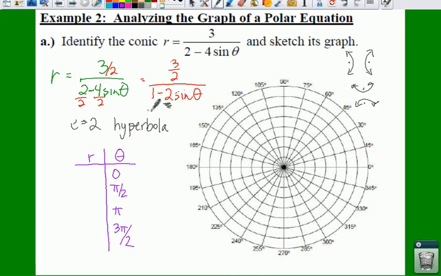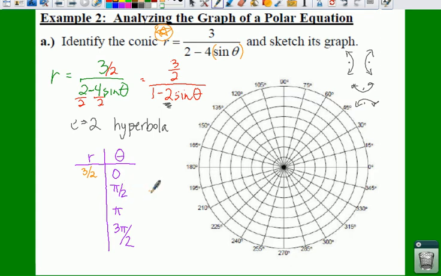If we plug a 0 in for theta, it doesn't matter if you use the original equation or this one. I like using the original one because you don't have fractions. The sine of 0, your y value at 0 degrees, is 0. So 0 times 4 is 0, 2 minus 0 is 2, and 3 over 2 gives us 3 halves. So we're going to go in the direction of 0 degrees, 3 halves.